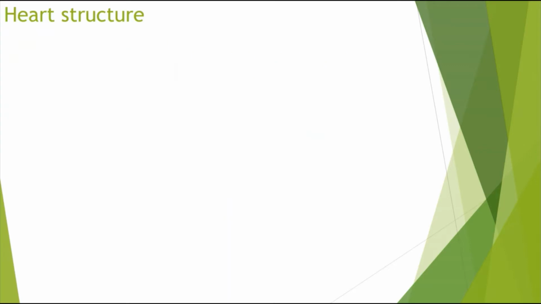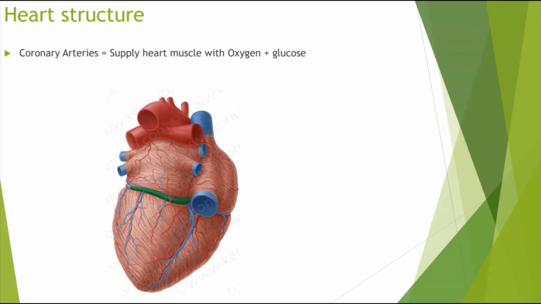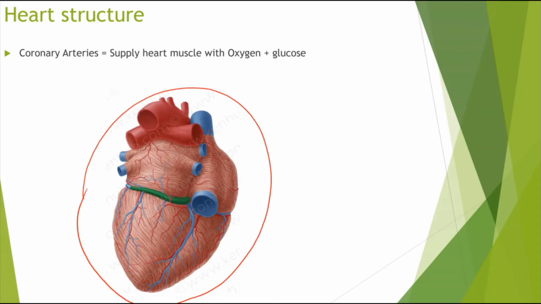Okay, so looking at the heart structure first. You need to know about the coronary arteries. These are the arteries which are located on the outside of the heart. So we're not talking about the inside, we're talking about the outside of the heart. And these coronary arteries are very important as they supply our heart muscles with oxygen as well as glucose. Because if you remember, the heart is a muscle and it needs oxygen and glucose to be able to respire.